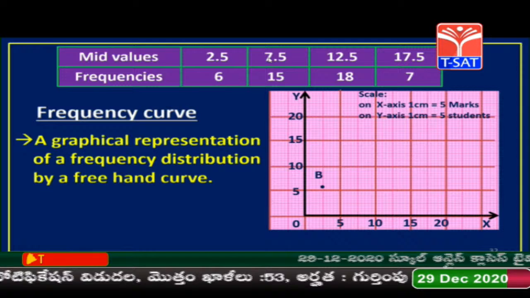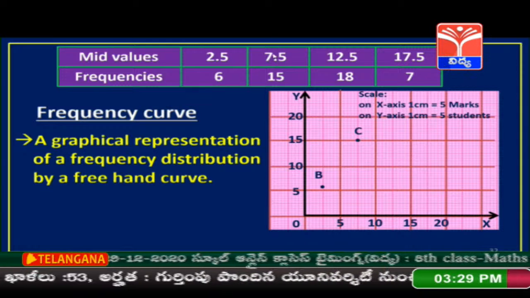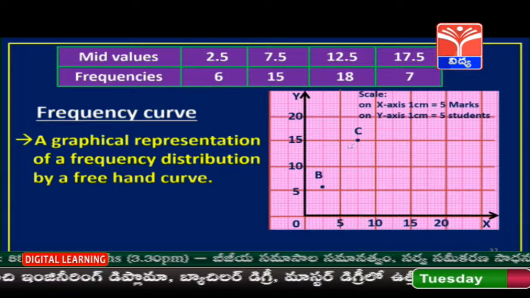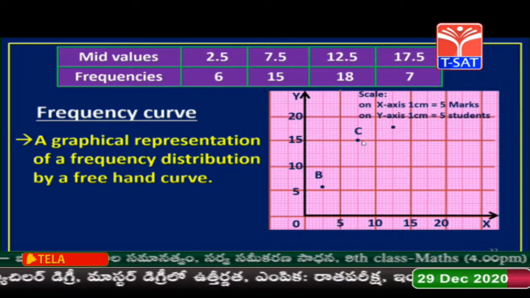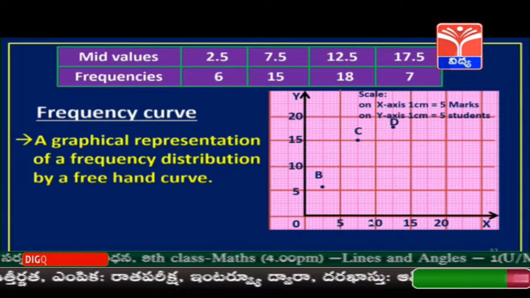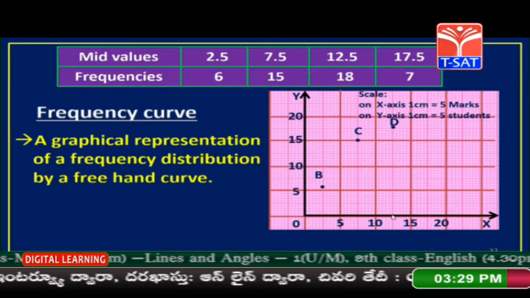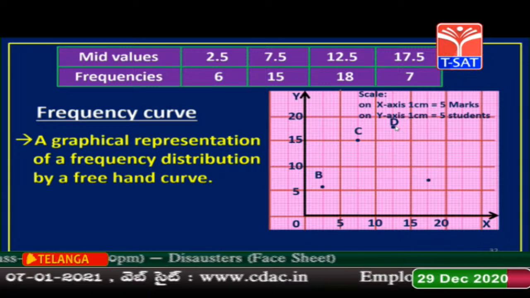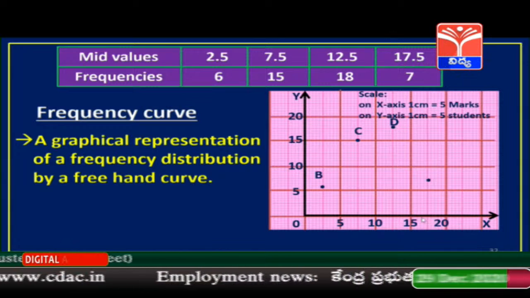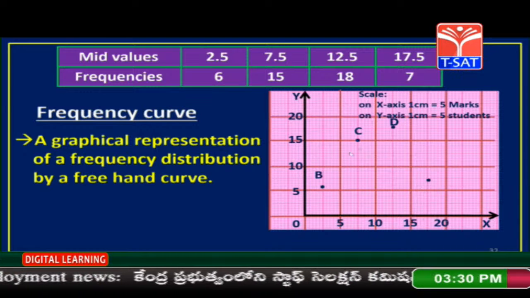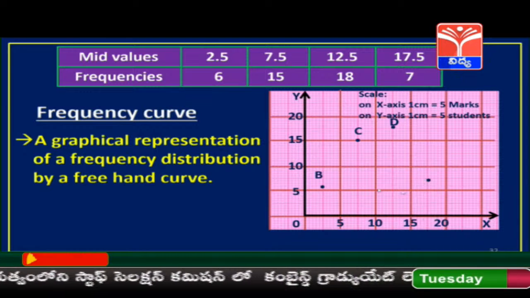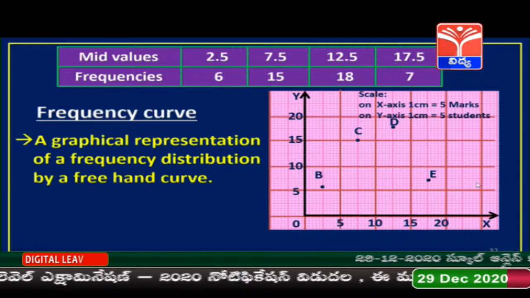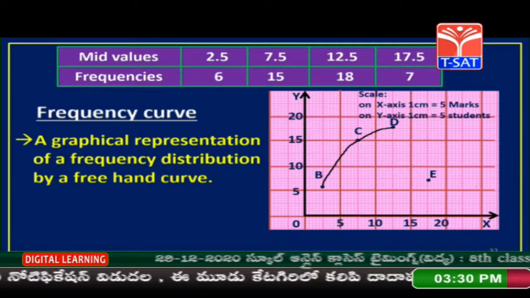Next 7.5, I am taking the first point as B. Second point 7.5, 15. 7.5 will be between 5 to 10. Yes, you will get 15 directly. I am taking the point as C. Next point 12.5, 18. 12.5 will be between 10 to 15, and 18 after 15, sixth line. Okay, I am getting it here. I am taking the point as D. Next 17.5, 7. 17.5 will be between 15 to 20 and 7 will be after 5, fourth line. Now I am getting 4 points here. What are the 4 points, children? B, C, D, E. Now I am joining by a freehand curve.